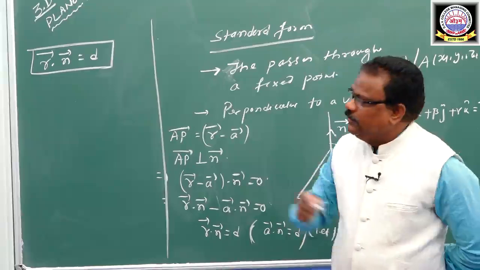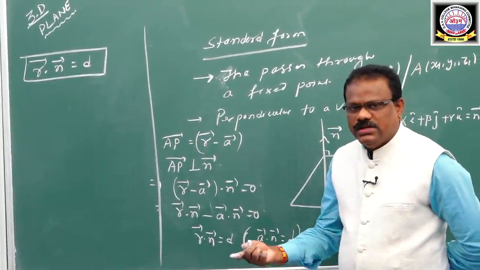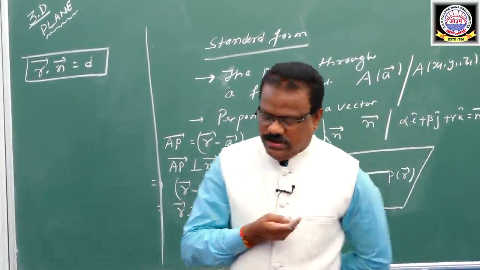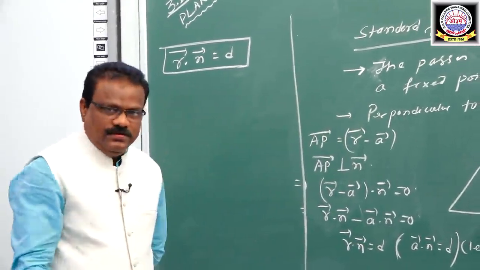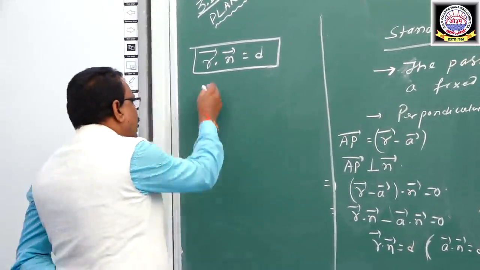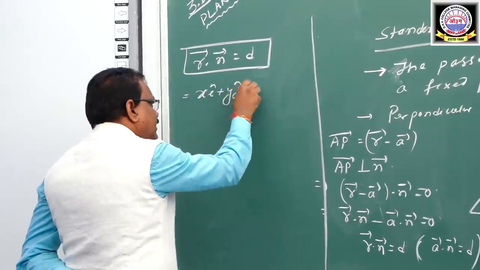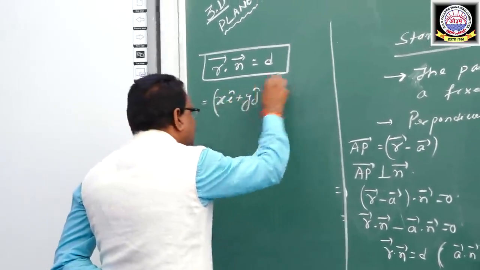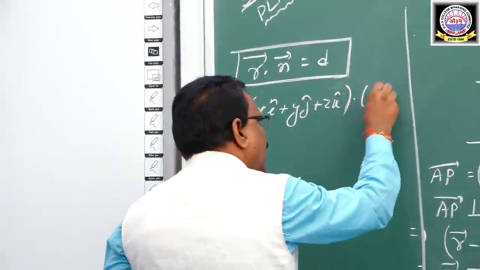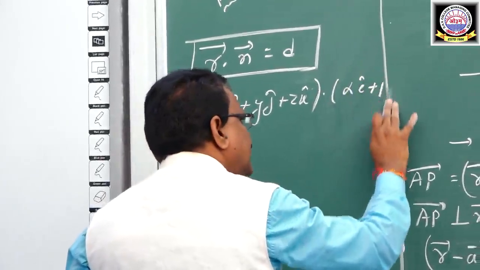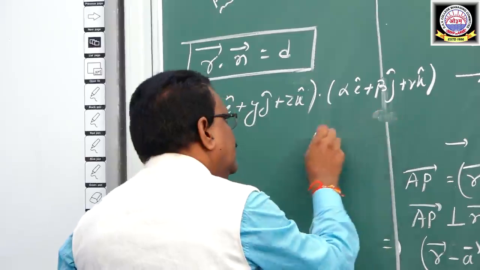In vector form, provided d is equal to a dot n, because we have taken one constant. You can take any other constant also. And now we want to convert it to the Cartesian form. To the Cartesian form, just use r vector xi plus yj plus zk, dot n vector, which I have already named alpha i plus beta j plus gamma k, is equal to d.